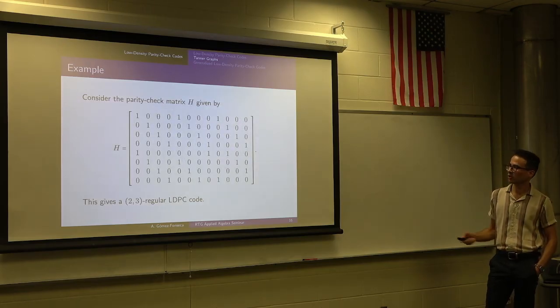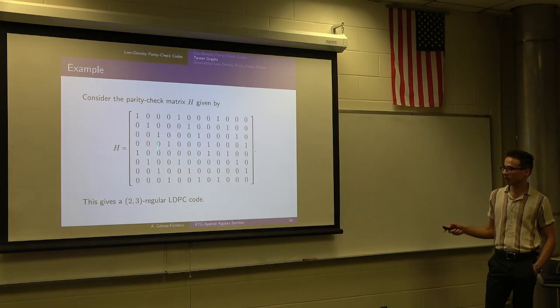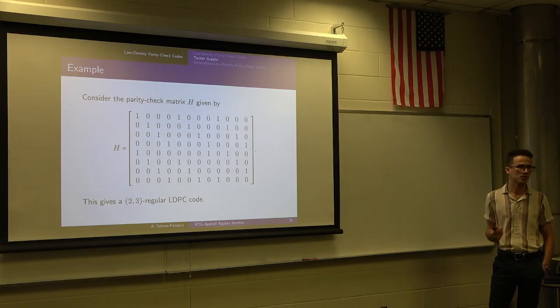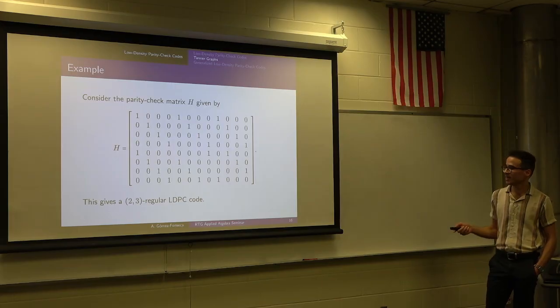So here's an example of the parity check matrix of an LDPC code. This one has 2 ones in each one of the columns and 3 ones in each one of the rows. So this is a 2-3 regular LDPC code. And if you notice, most of these entries are 0 and only a few of them are ones. Well, the null space of this matrix is an LDPC code.